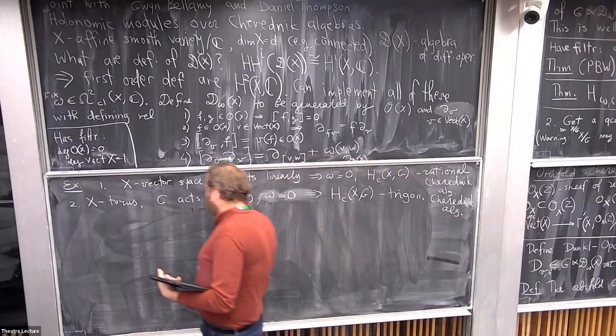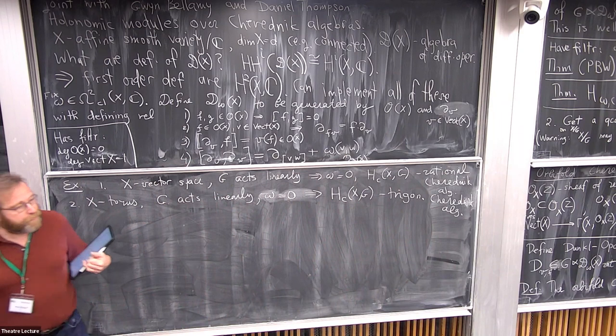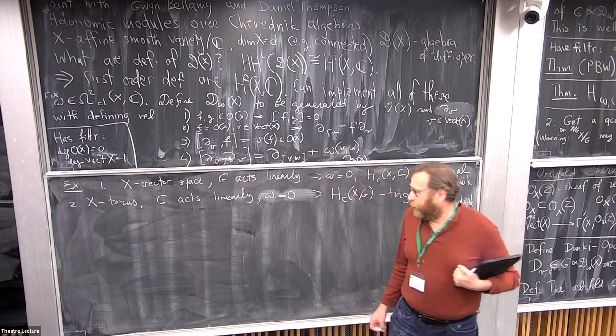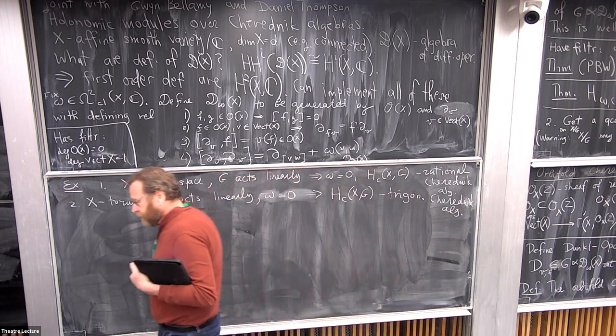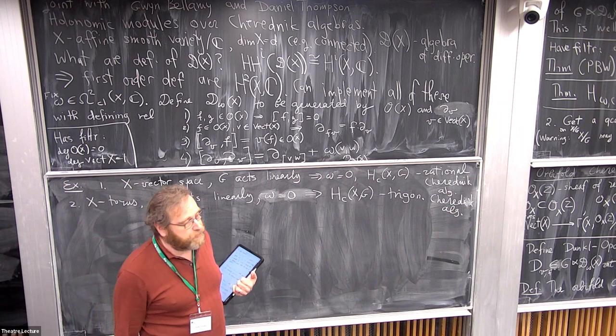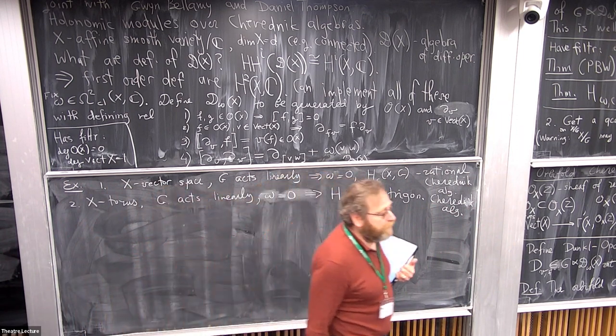Omega will automatically be zero if this is a maximal torus of a semi-simple group and G is the Weyl group, because recall that it lies in the invariants of the second cohomology, and second cohomology is wedge two of the reflection representation, which has no invariants.